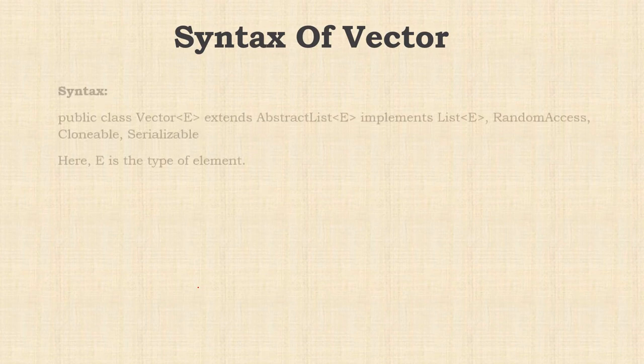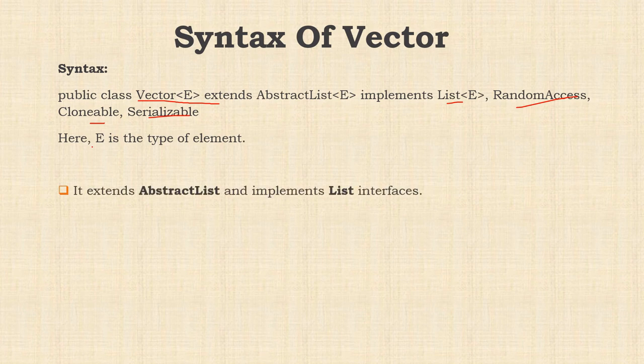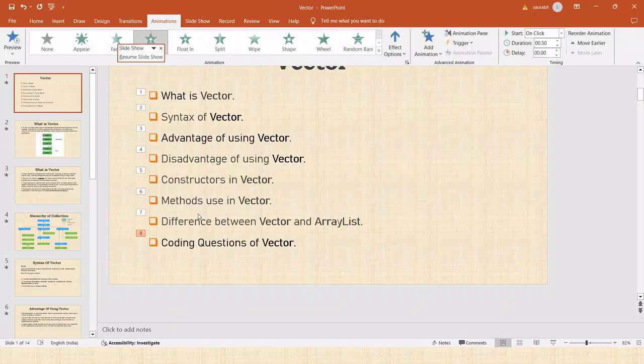How can you declare a Vector, how can you create a Vector object? So this is the syntax. If you see the Vector class, Vector extends AbstractList and implements List, RandomAccess, Cloneable and Serializable. These all are interfaces. And Vector extends AbstractList. If you see the code of this Vector, let me show you the code of the Vector.